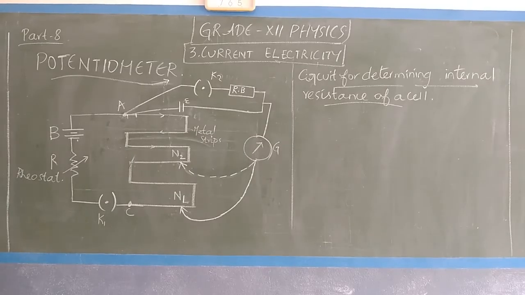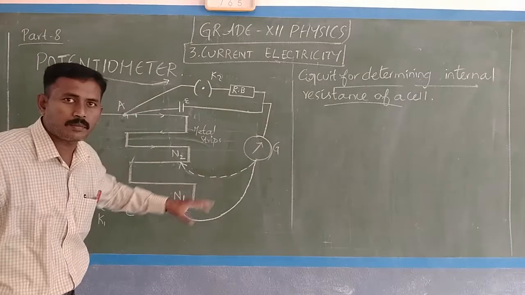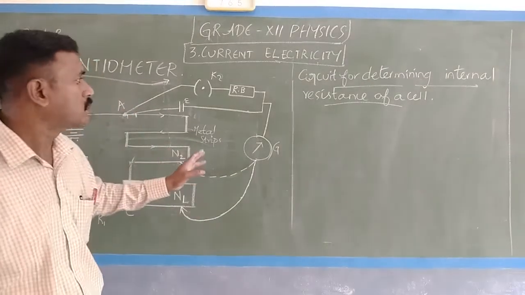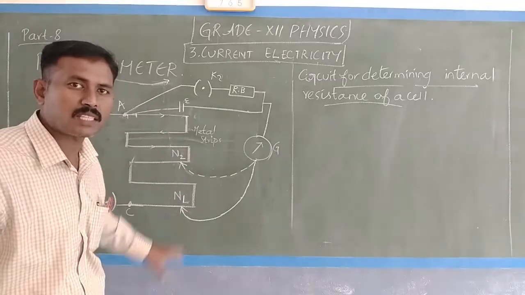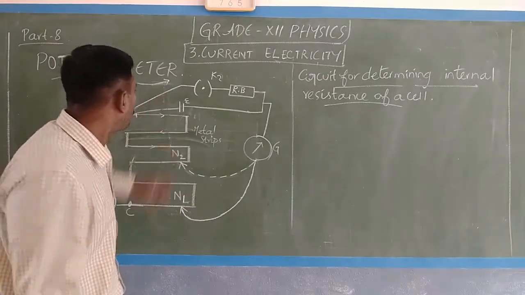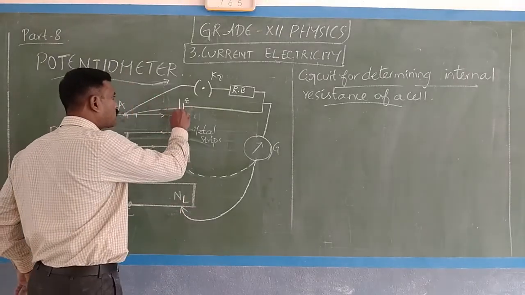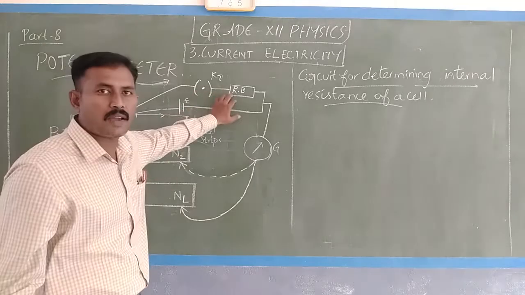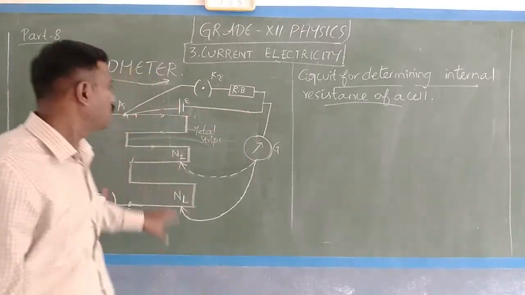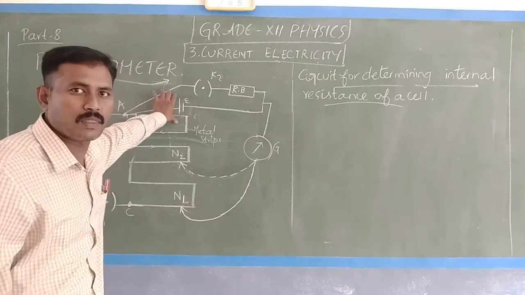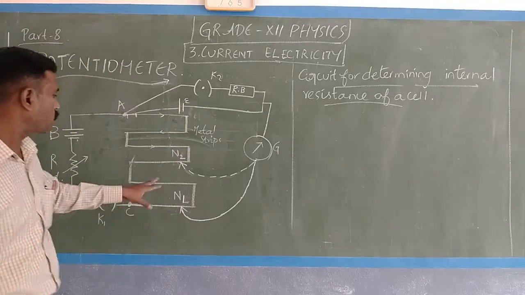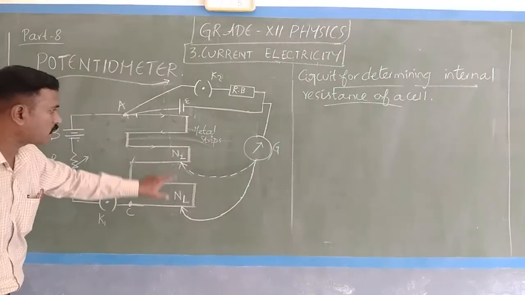Now students, with the same concept, I am going to determine the internal resistance of a cell. Only one arrangement has been changed: I have only one cell here, and instead of another cell, I have a resistance box. So I am going to find the internal resistance of this cell. So this is considered as N1 and this is N2.